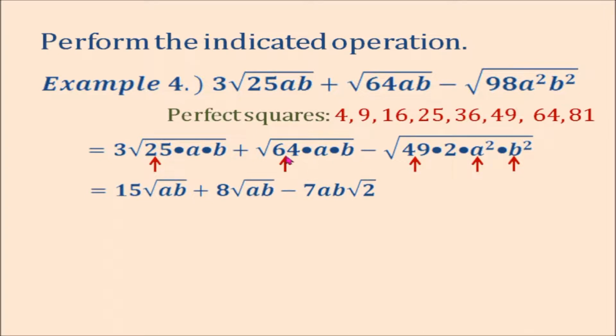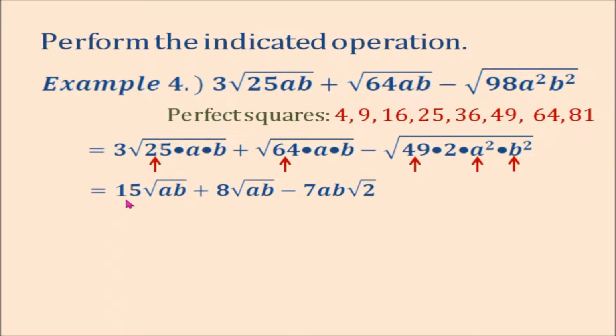Square root of 64 is 8. A and b are not perfect squares, they again stay inside the square root sign. Square root of 49 is 7. Square root of a squared is a. Square root of b squared is b, and 2 stays inside the square root sign.